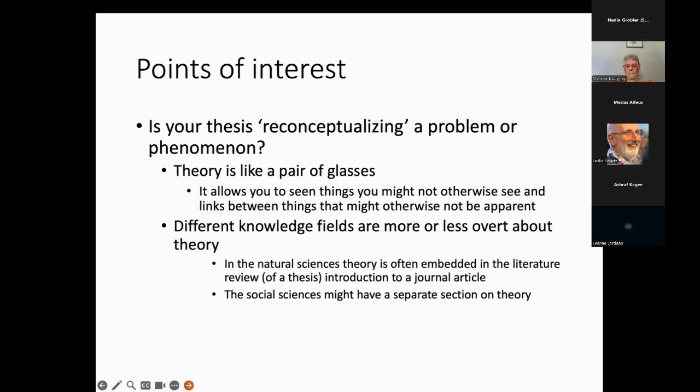And of course, one of the things you must remember is that different knowledge fields are more or less overt about the theory that they use. So in the natural sciences, theory is often embedded in the literature review of the thesis or the introduction to an article.